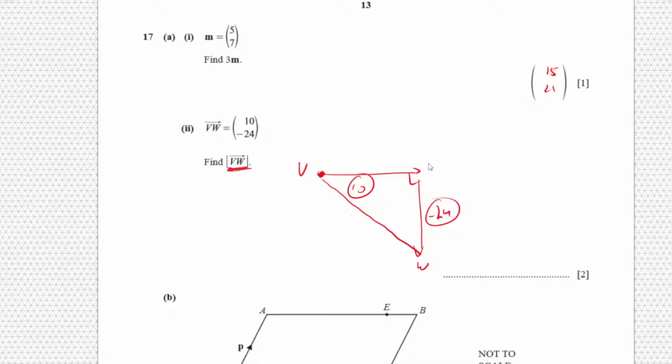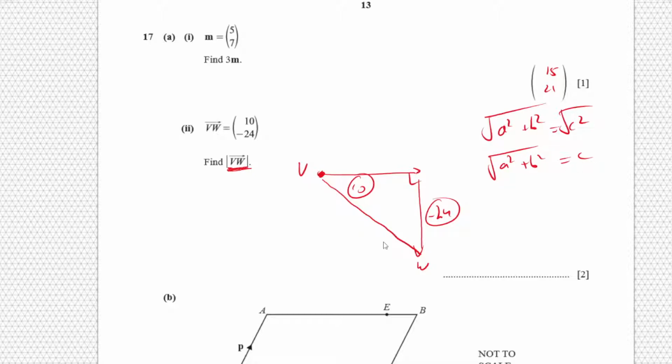So based on that we can say this VW is going to be, if we say a squared plus b squared, where a and b are 10 and 24, equals c squared, get the square root of both, and that's simply going to be the square root of a squared plus b squared equals c.